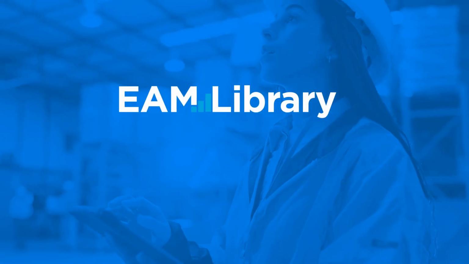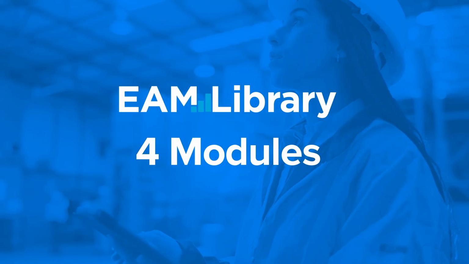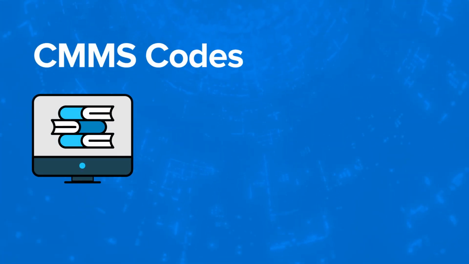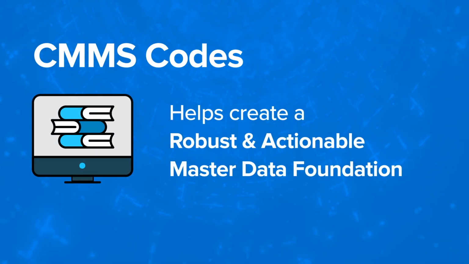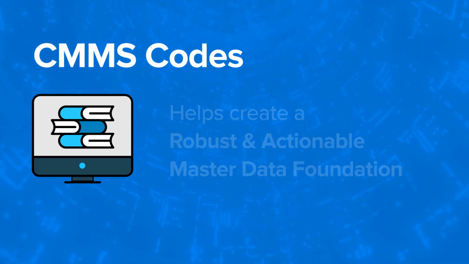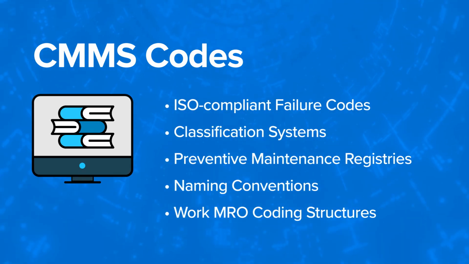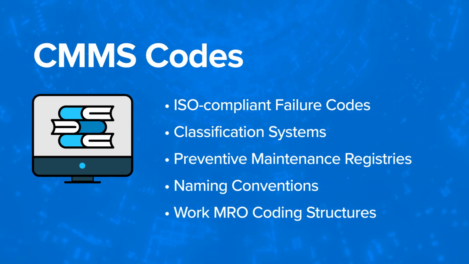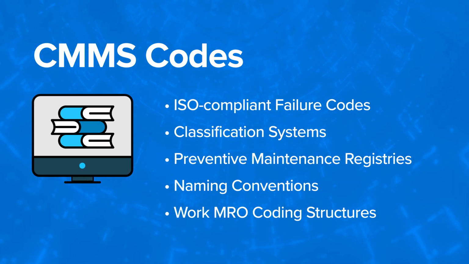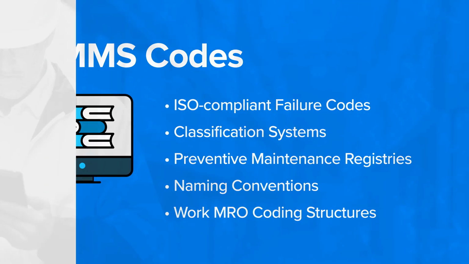The EAM Library is divided into 4 distinct modules. CMMS Codes helps organizations create a robust and actionable master data foundation. It encompasses ISO-compliant failure codes, classification systems, preventive maintenance registries, naming conventions, and MRO coding structures, which are the backbone of the EAM software.